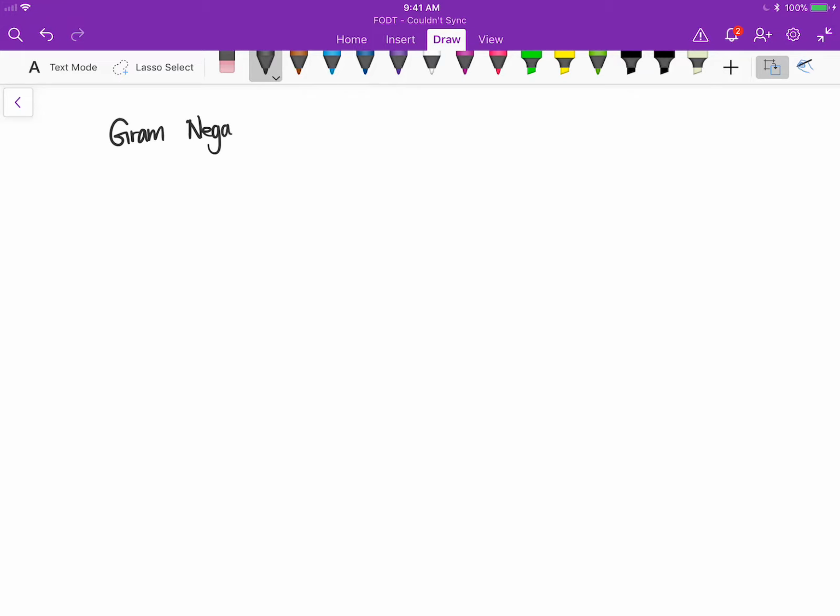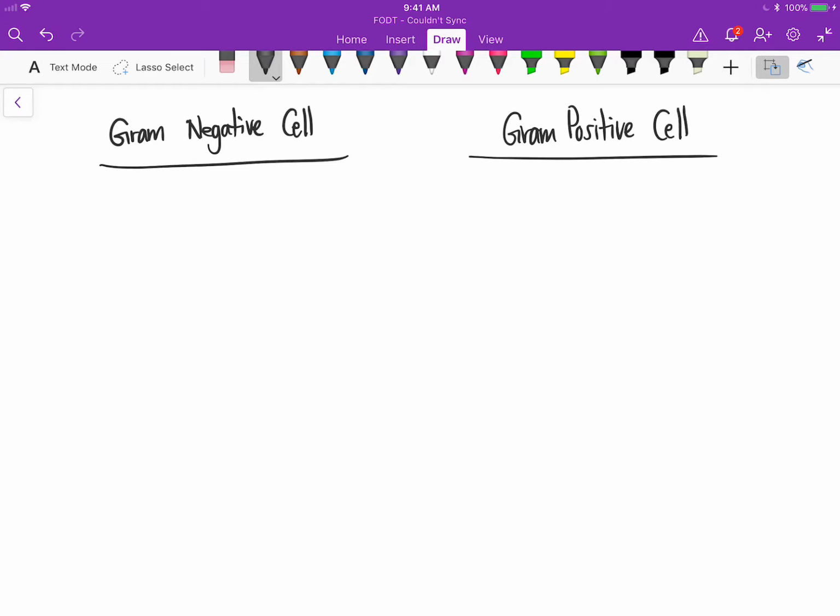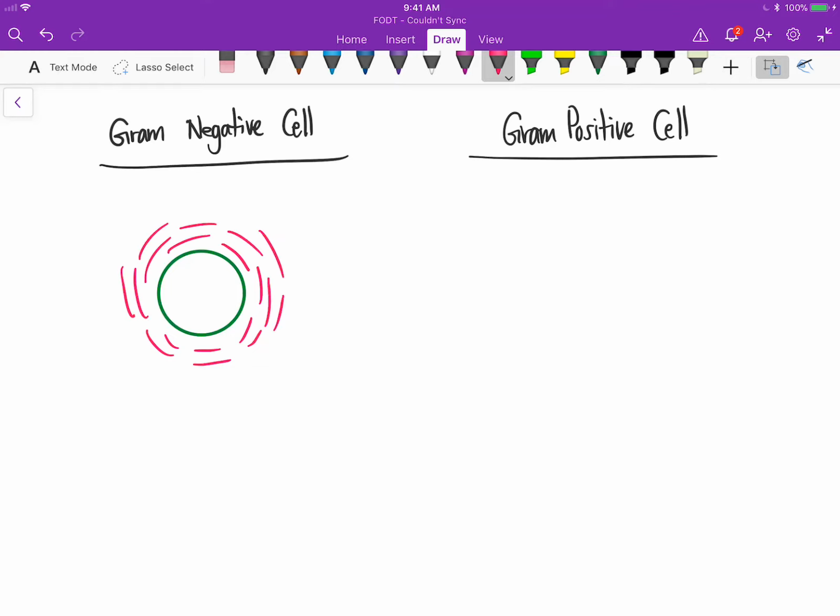Gram-negative cell. And here we're going to have a gram-positive cell. The gram-negative cell is going to be connected with an interior membrane. Outside of that is going to have a peptidoglycan membrane. So I'm going to do that. The peptidoglycan layer is going to be demonstrated by this green color. As you can tell, it is very thin, and all of this is cross-linked with one another. So it really is just one big layer around it.